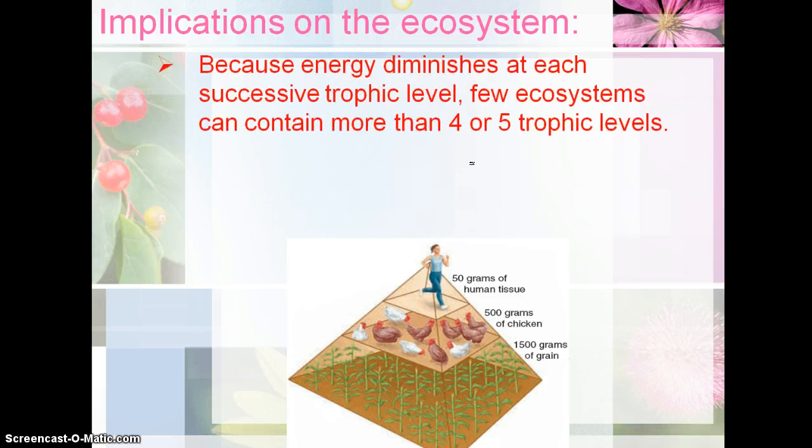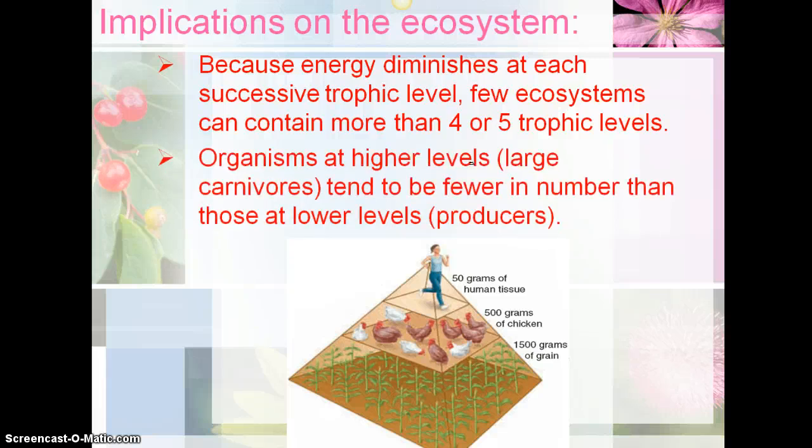Okay, and so what it does to the ecosystem, energy diminishes at each successive trophic level. So very few ecosystems contain more than 4 or 5 trophic levels, just because there's not going to be enough energy for those organisms that are higher up in the chain. Organisms at higher levels, like large carnivores, tend to be fewer in number than those at the lower levels, which would be the producers.